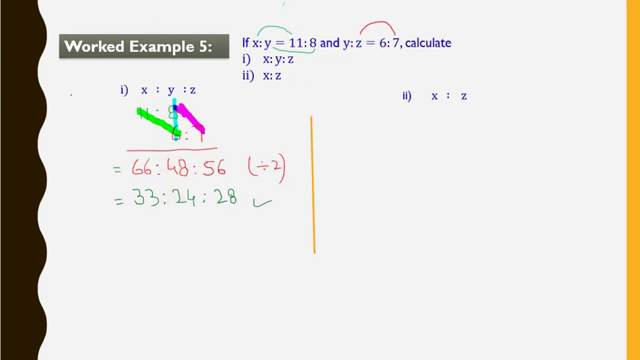Now actually, as you can see, 33 is the simplified version of 66, and that represents the x. 24 is my y, and 28 is my z. Fine. Now in the next part, x is to z. So x is now 33 and z is actually 28. As both these values cannot be further simplified, that will be my answer.